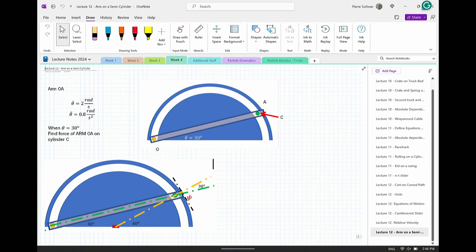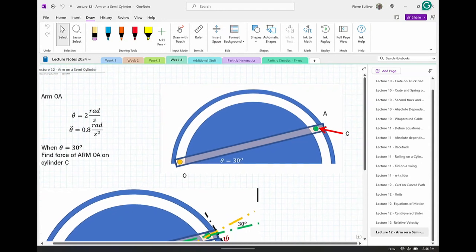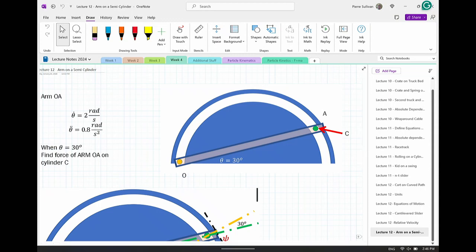You're given an arm of theta dot equals 2 rad per second, and theta double dot is 0.8 rad per second squared. The other thing to realize is that with all of these problems, you don't care about what's happening in the next instant or the previous instant. You just want to know what's happening at that instant. So when theta is equal to 30 degrees, find the force of arm OA on the cylinder C, right there.